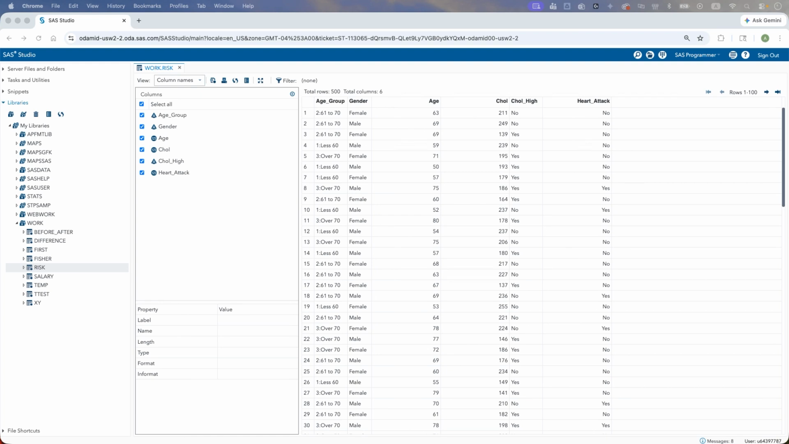In this data set, the goal is to predict the heart attack. A person is going to have a heart attack or no based on some predictors. The predictors that we have are the age group and the gender. The age group is a categorical variable that contains three categories. The gender has two categories, binary. We have the age, which is continuous, in years. We have the cholesterol level, which is continuous, the total cholesterol. And this is a categorical variable, yes or no, whether the cholesterol is high or no.